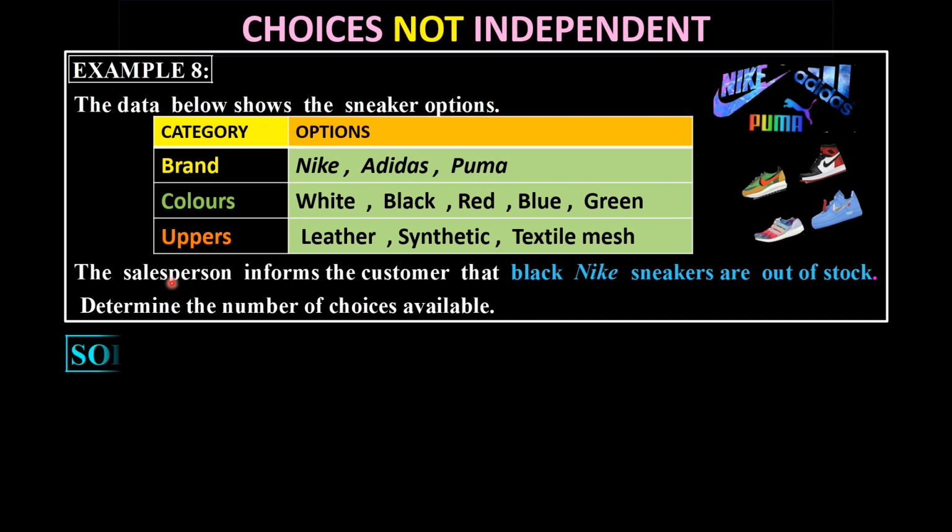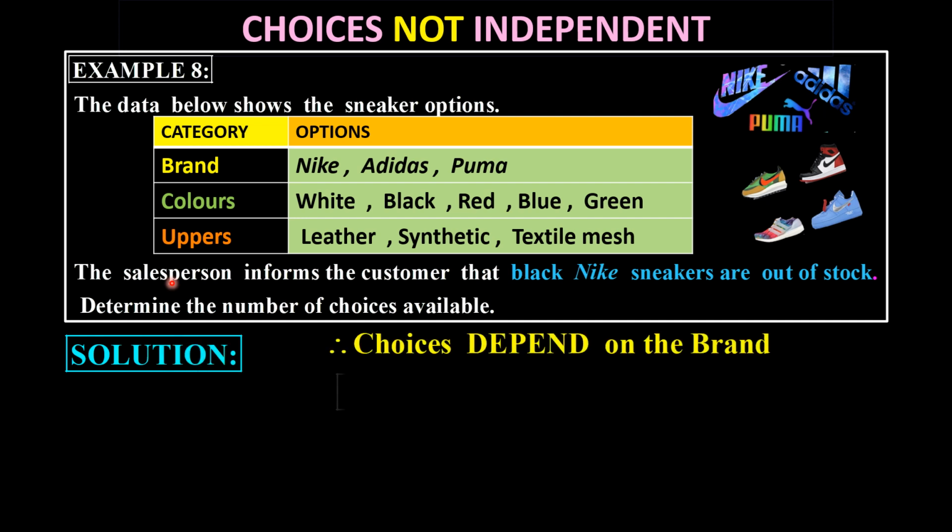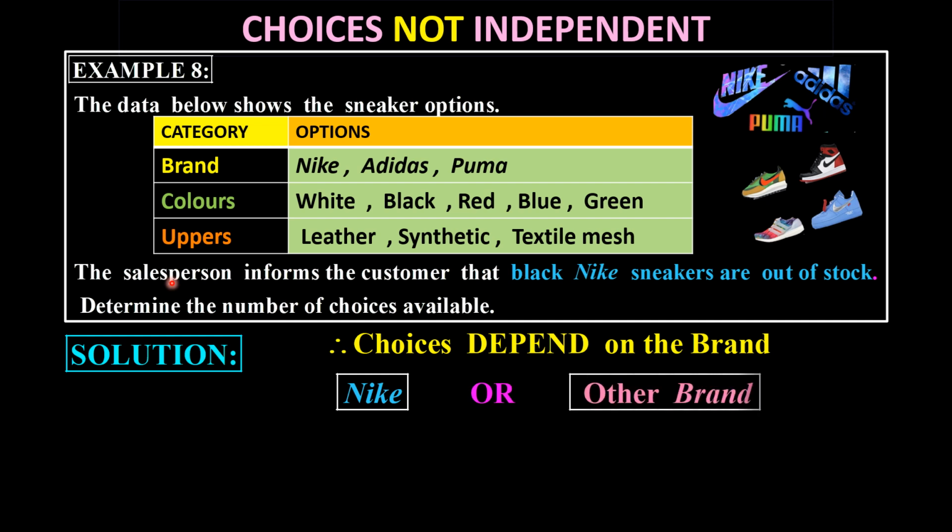So this would imply that the choices are now dependent on the brand. And what are the brands? You either have a Nike or you have another brand. If we have Nike, you only have one choice there, because you're choosing Nike. And then black, you don't have black anymore, so you've got 4 other colors that you can choose from. And for the uppers, we still have 3. Here we'll apply the product rule. So that's 1 times 4 times 3, which we can easily see is 12.